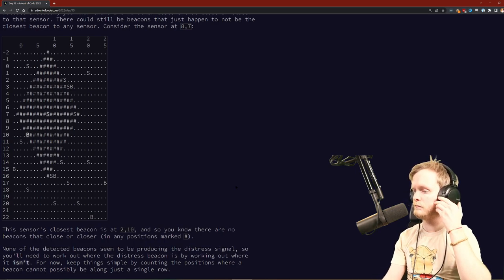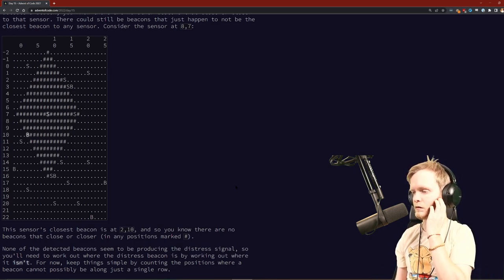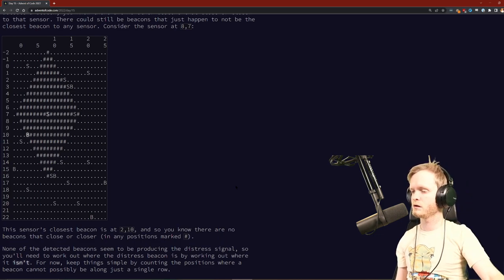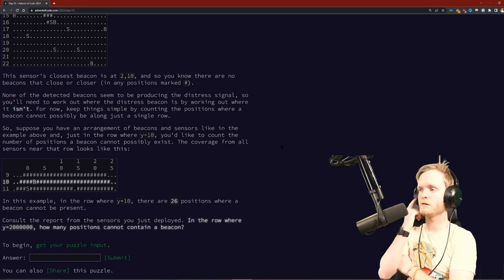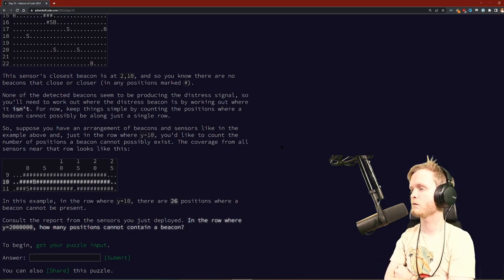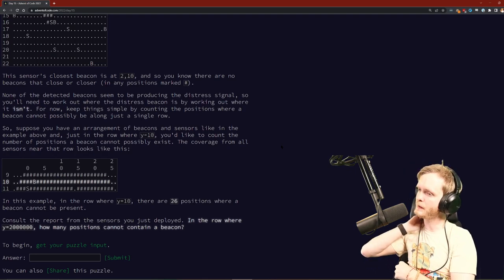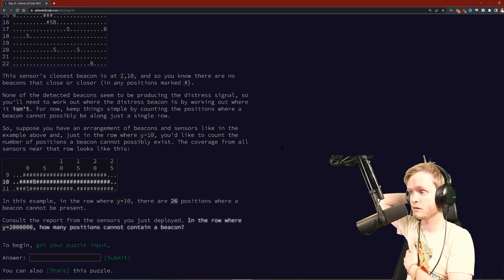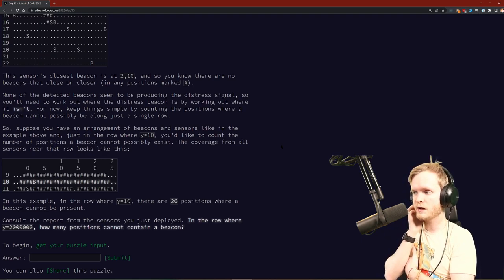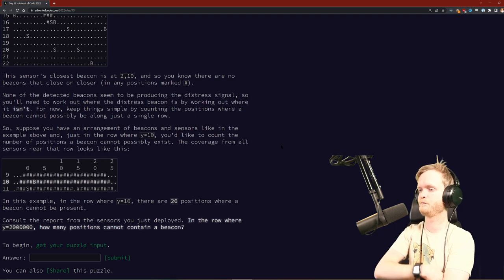Okay. And so you know there are no sensor beacons that close or closer to any position marked. None of the detected beacons seem to be producing a distress signal, so you'll need to work out where the distress beacon is, or working out where it isn't. For now, keep things simple by counting the positions where a beacon cannot possibly be along just a single row. So suppose you have an arrangement of beacons that you sense, like in the example above, just in a row where y equals 10. You'd like to count the number of positions a beacon cannot possibly exist.